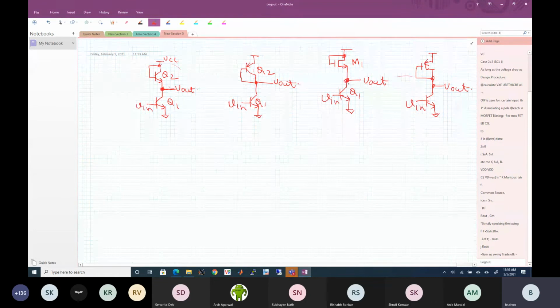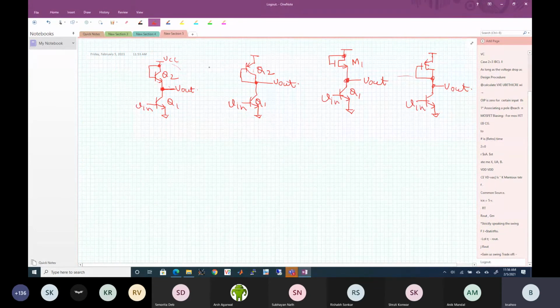So Senorita, please write down. We will give a couple of problems based on these four topologies. Finding the DC bias point, what is the output DC voltage, and how much swing can happen. Okay, sir. So we'll give a few problems based on this, because if I keep on solving, they won't understand unless they really do it.